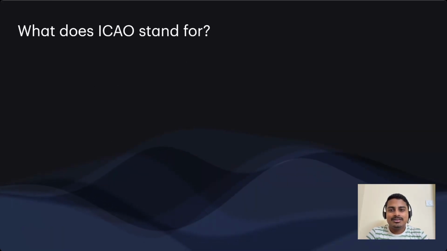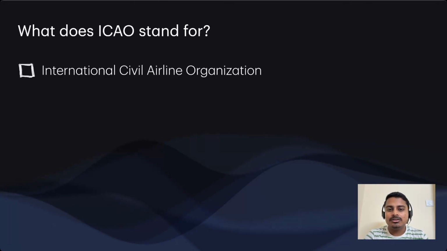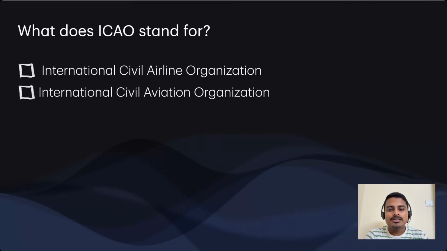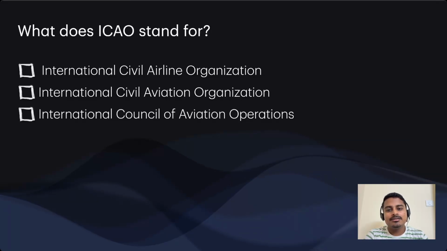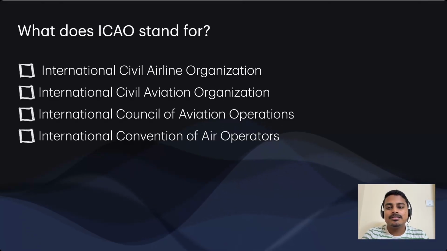Starting with the first one, the most difficult one. What does ICAO stand for? Is it the International Civil Airline Organization, International Civil Aviation Organization, International Council of Aviation Operations, or International Convention of Air Operators? The correct answer is International Civil Aviation Organization.